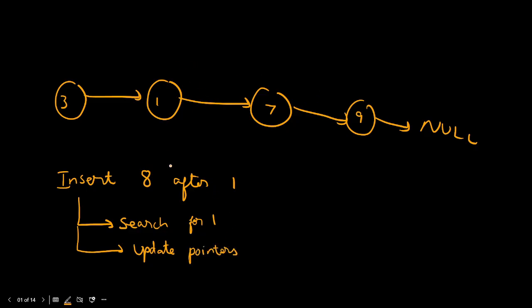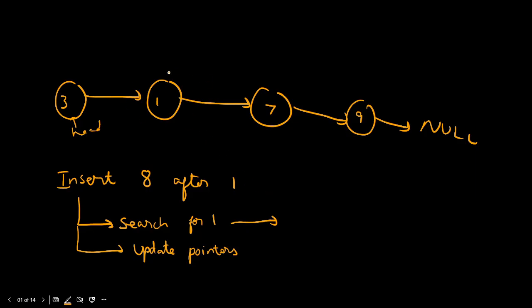So, update the pointer. Okay, now let me do the search part. I start at the head, the first node. I'm searching for 1. Is this 1? No. Is this 1? Yes, luckily we found it. We didn't have to traverse the entire list.